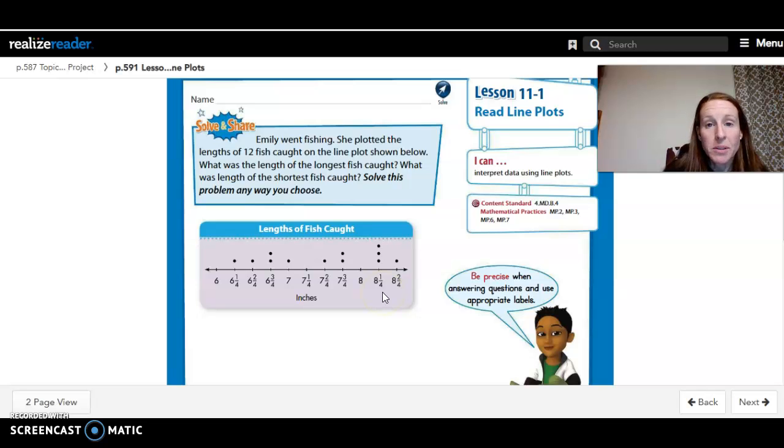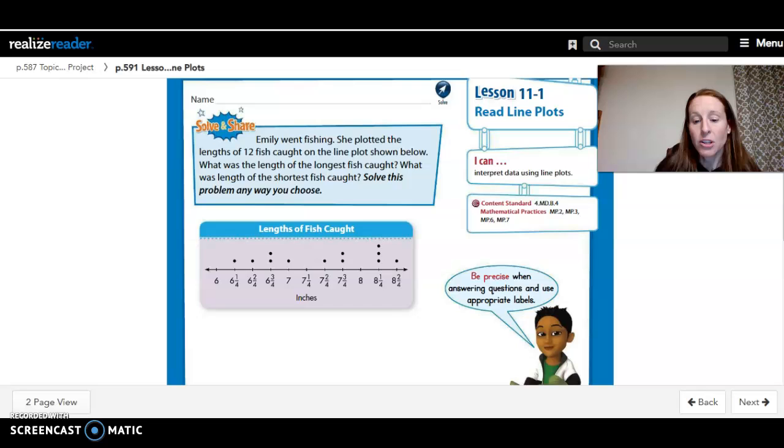Okay, so we're also going to do some math involved with some of this data. If I wanted to know the difference between the longest fish caught and the shortest fish caught, that would be which operation? Subtraction. Very good. I'm talking about the difference. I'm comparing them. So that would be 8 2/4 minus 6 1/4, which would be 2 1/4 inches. So that's just a little bit of math they might ask you to do with that too.